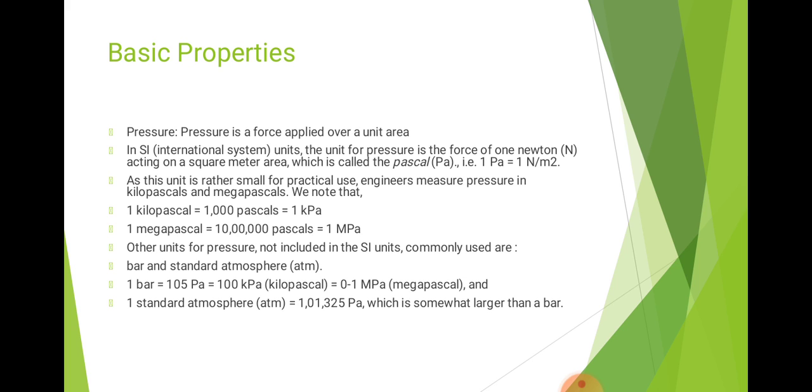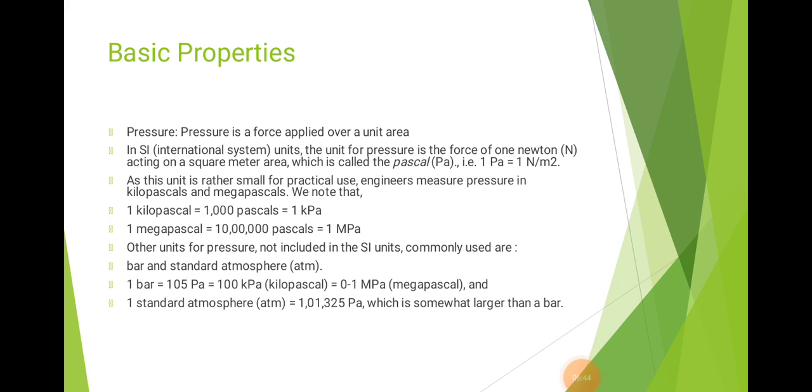In the SI unit, that is the international system, the unit for pressure is the force of 1 Newton acting on a square meter area, which is called a Pascal. That is, 1 Pascal is equal to 1 Newton per square meter. This unit is rather small for practical use. Engineers measure pressure in kilopascals and megapascals. We know that 1 kilopascal, or 1 kPa, is equal to 1000 pascals, and 1 megapascal is equal to 10 lakh pascals.